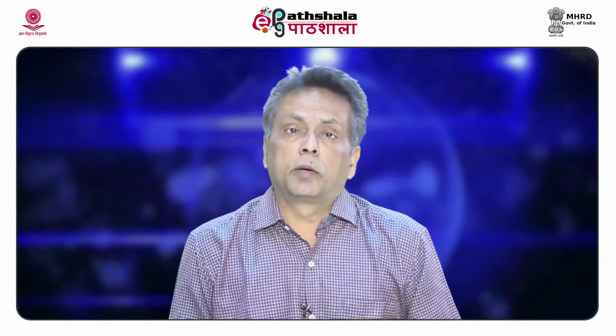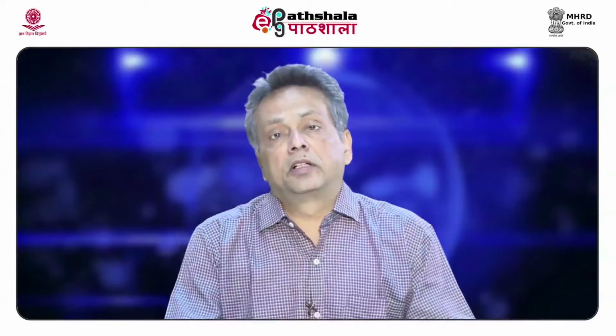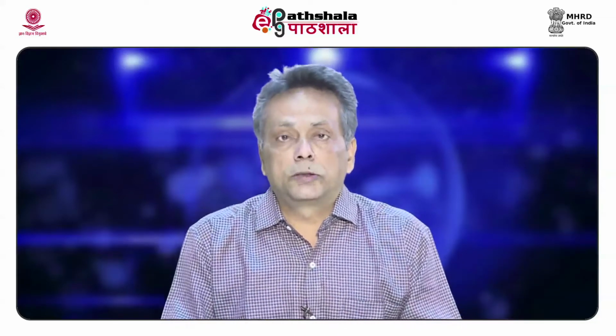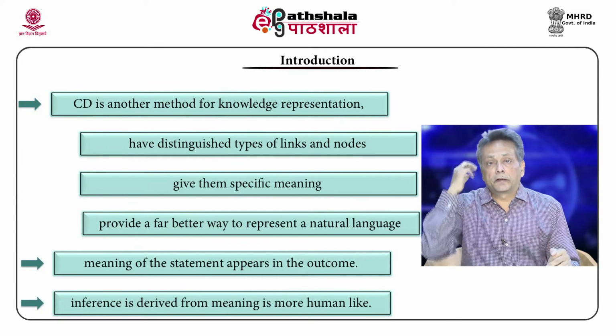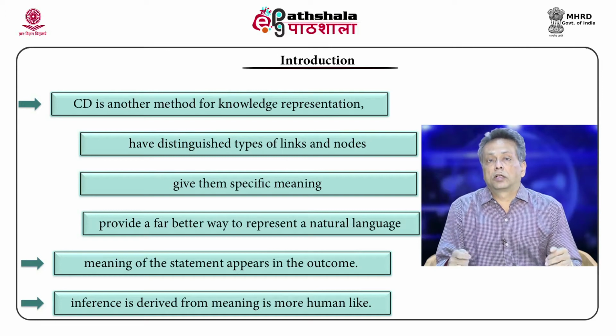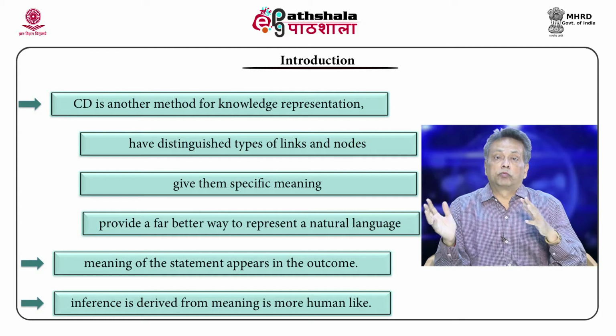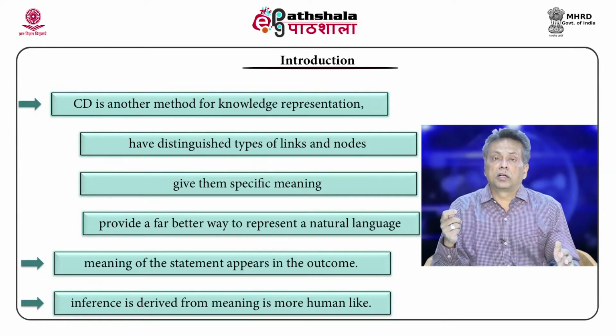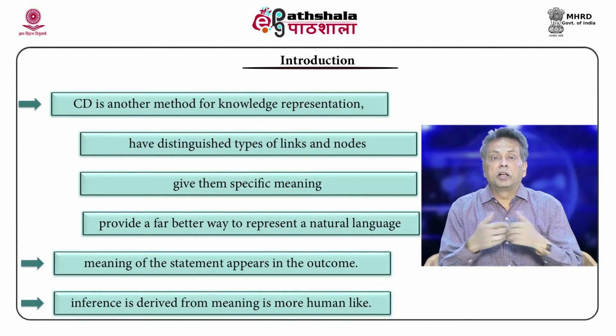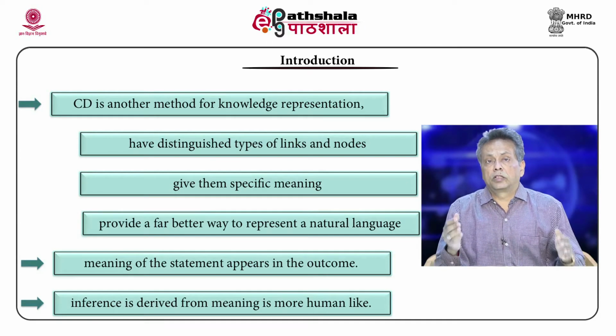You have already seen in semantic nets that we can represent natural language statements using some links and some nodes. Conceptual dependency is a little better way of doing that, where we have a lot of restrictions on the type of links that we can have, the type of nodes that we can have, and how they can relate to each other, making it a very strong knowledge representation technique. What I mean by strong is that it provides a very clear meaning to a representation.